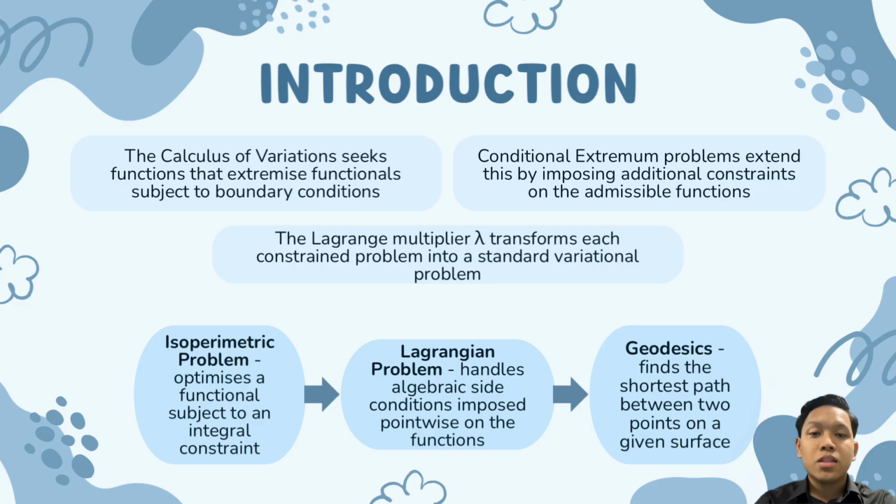This chapter covers 3 types of those constraint problems. First, the isoperimetric problem, which optimizes a functional subject to a fixed integral constraint. Think of the classic example of maximizing area for a fixed perimeter. Second, the Lagrangian problem, which handles algebraic constraints imposed pointwise on the function. And third, geodesics, which find the shortest path between 2 points lying on a given surface. Each of these follows the same underlying idea. Use lambda to turn a constrained problem into one we can solve directly.